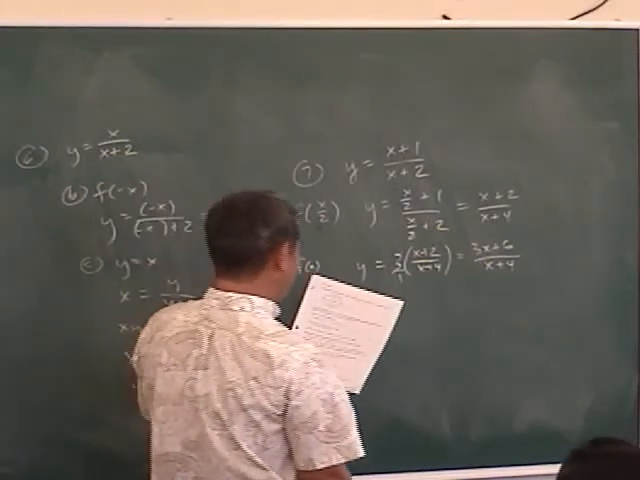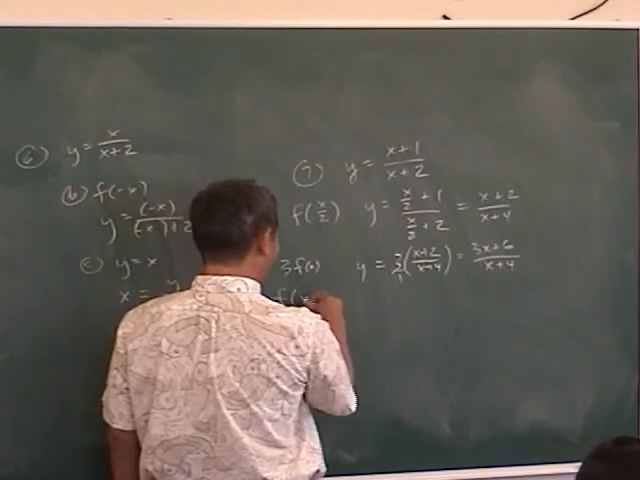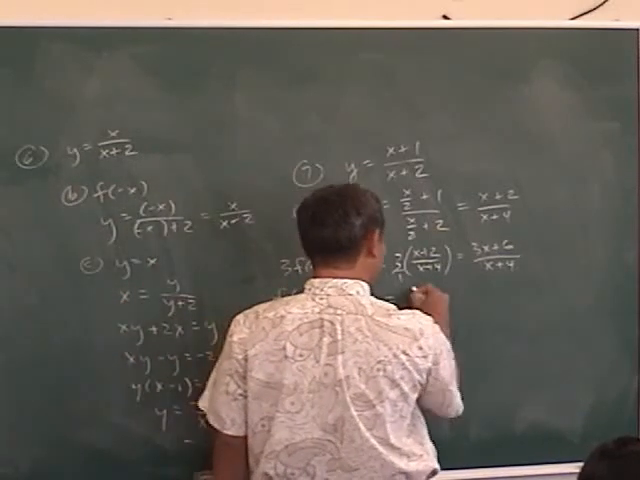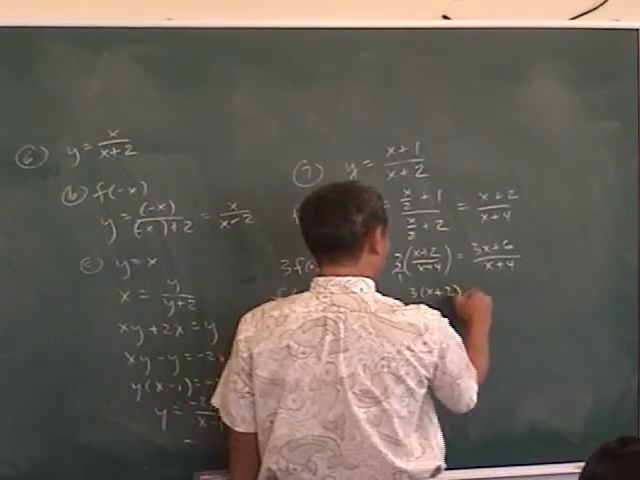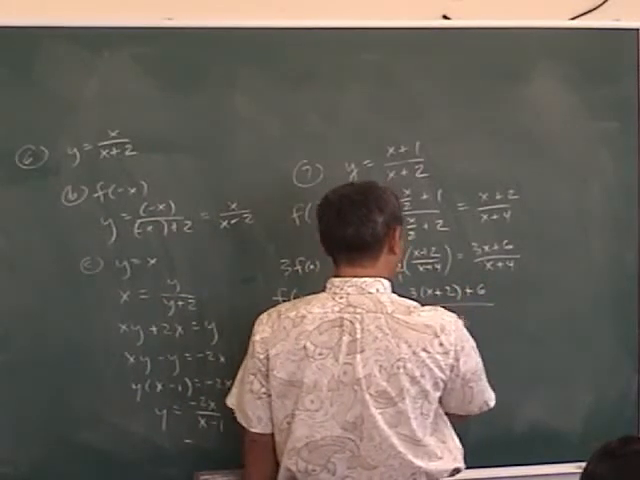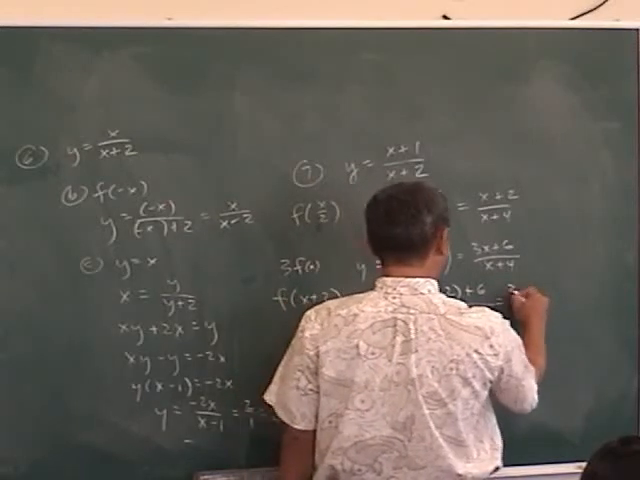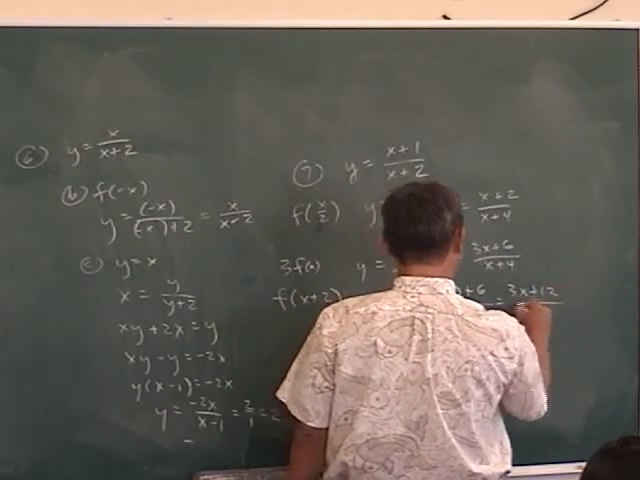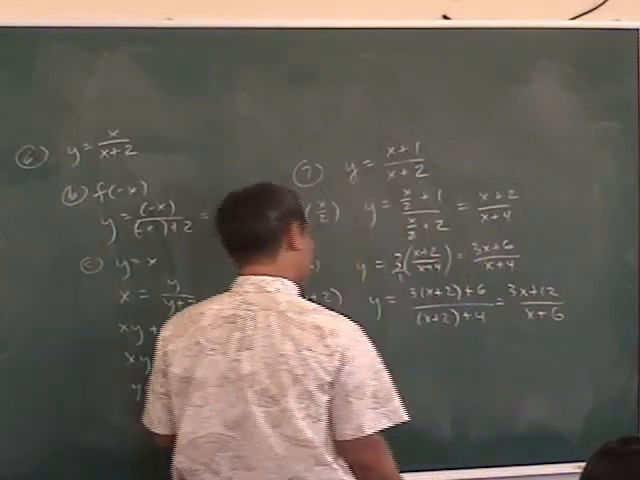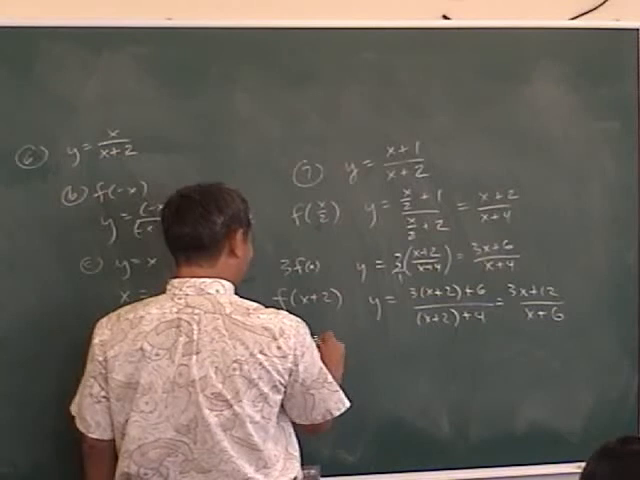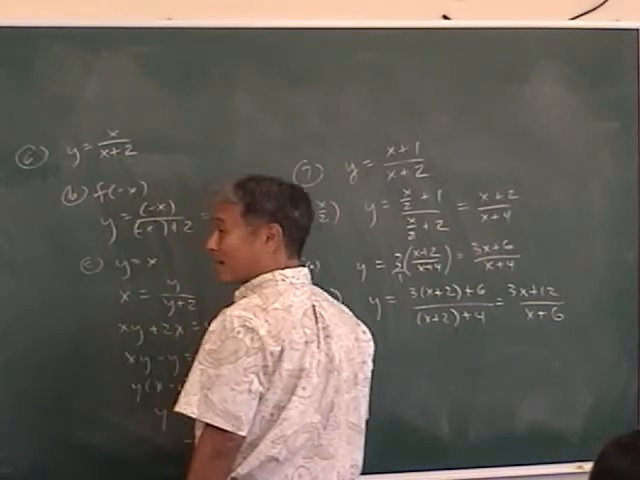Now we're going to translate it 2 left. How do you make the graph go 2 to the left? This. So substitute x plus 2 for x. And then simplify it. 3x plus 12 over x plus 6. And then finally, 1 unit down. How do you make a graph go 1 down? You just slap minus 1 at the end.